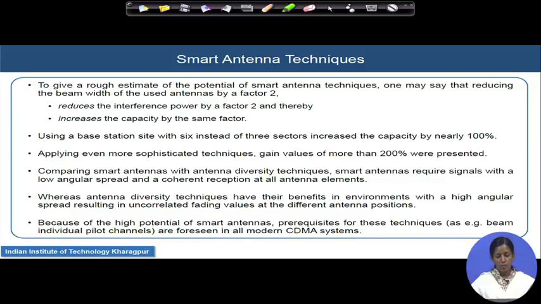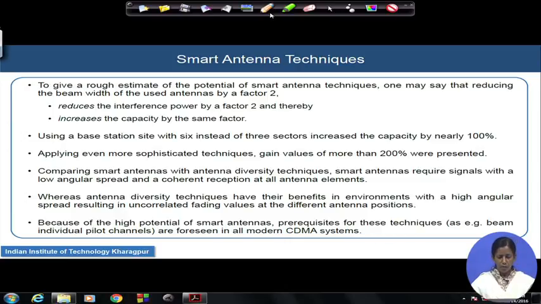So, in order to give a very rough estimate of the potential of these smart antenna techniques, let us take an example. One may say, if I reduce the beam width of the used antenna by a factor of 2, say I had a 60 degree beam width and I have reduced it to 30 degrees, so the antenna beam width is reduced to half. If I do that, then it reduces the interference by a factor of 2, but it increases the capacity by the same factor of 2.